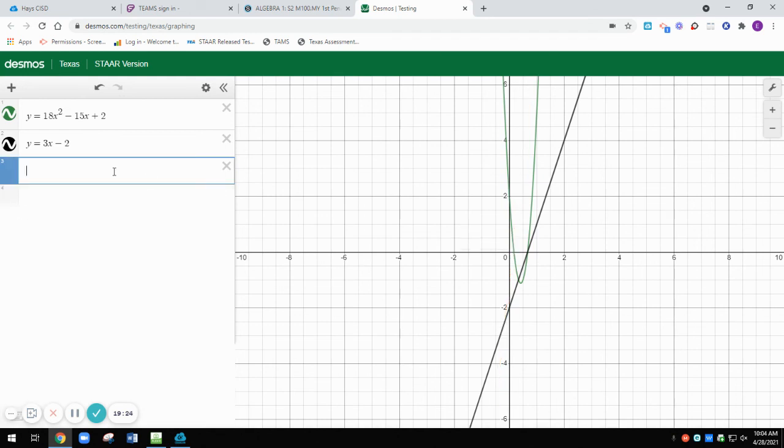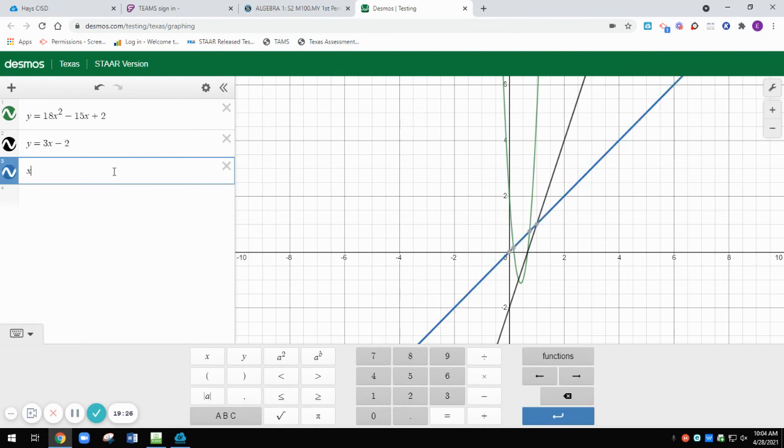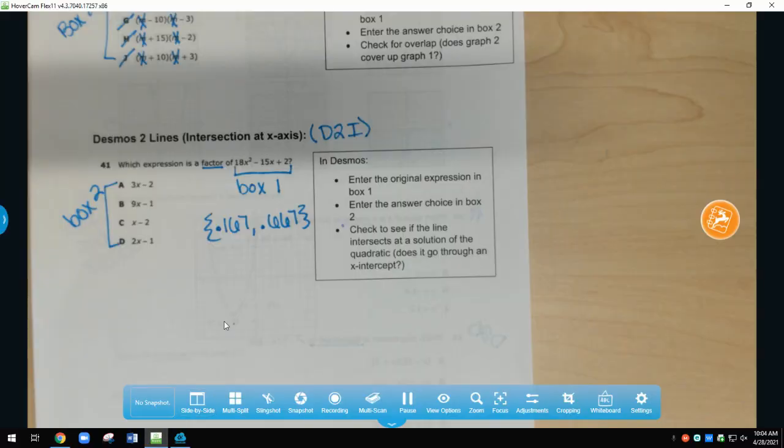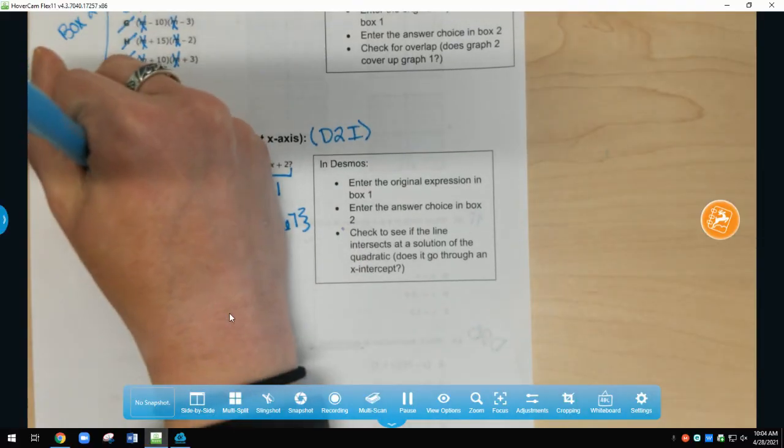Then we have x minus 2. That doesn't cross at all. Then we have 2x minus 1. That crosses our graph, but it doesn't cross at a solution, so that's not going to be it. It has to cross where your parabola crosses the x-axis. So the right answer on this one was A.